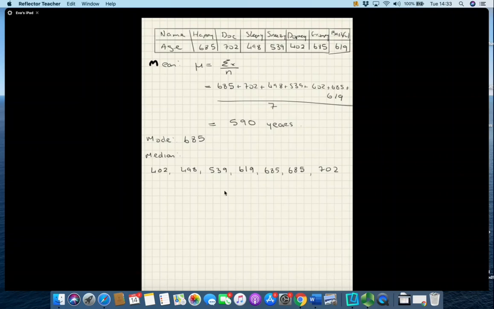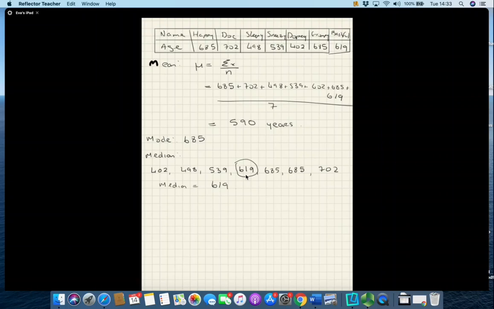So what I'm doing is I'm coming in 1, 2, 3 values here, and then I'm coming in 1, 2, 3 values here. So there's a single value in the middle here, 619. So your median is equal to 619. So that's the 3 measures of center.